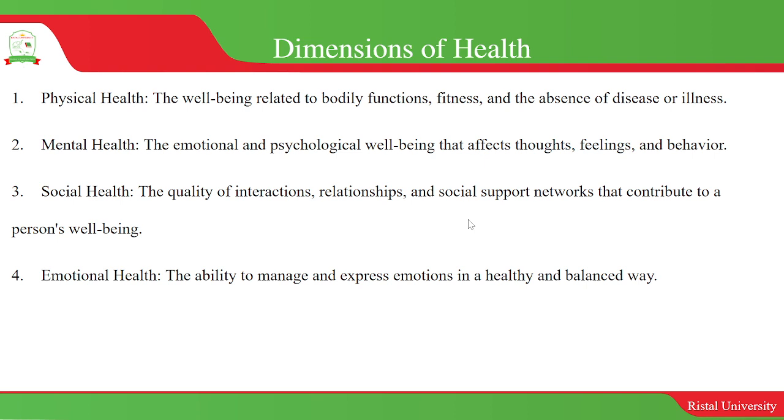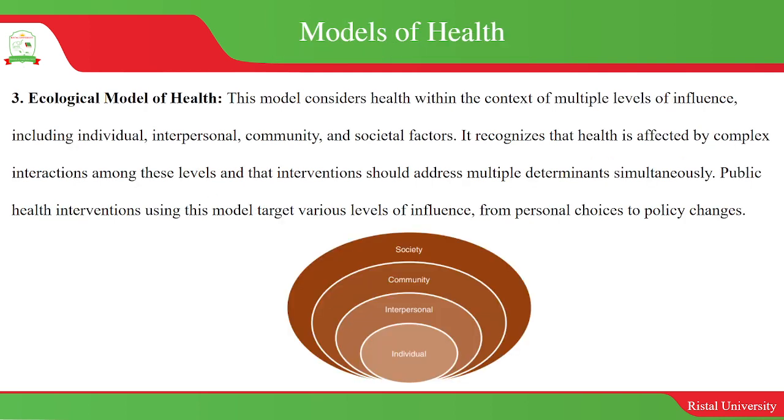So in our previous definition, we noted well-being in terms of physical, mental, social, and emotional. These are very important dimensions of health, as underscored by the previous model. The ecological model of health emphasizes that, you see, the factors that influence health can happen at different levels.